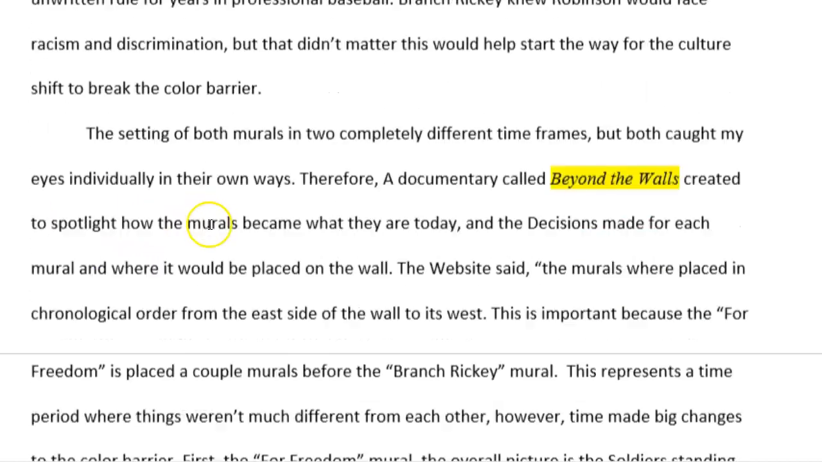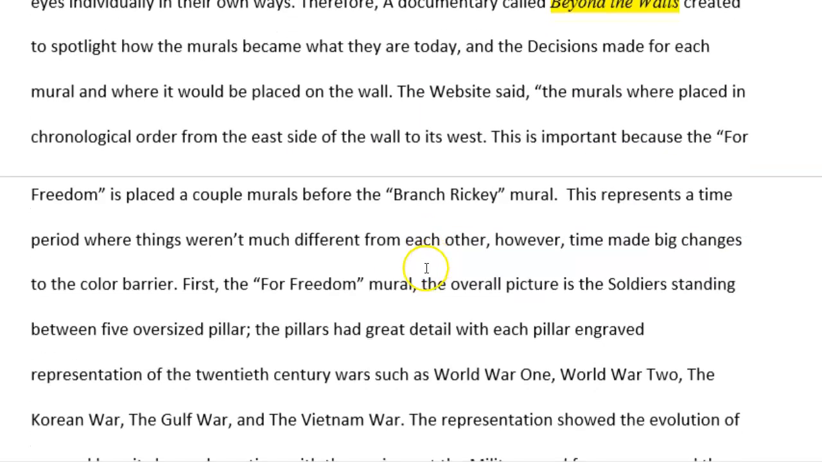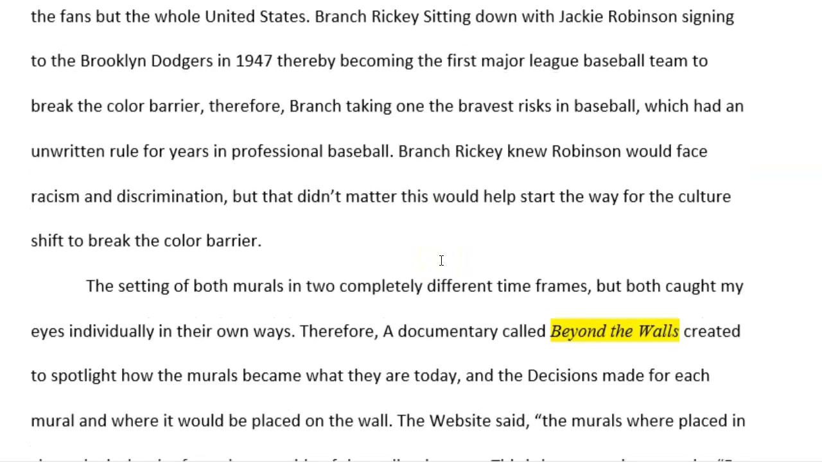With the Branch Rickey paragraph, or right now with what you have as the Branch Rickey paragraph, it seems like you're writing about action, but you're not really talking about the murals. You're just talking about Branch Rickey's life, and the essay is about the murals. For the For Freedom mural, you do a better job of talking about things that are happening within the mural. But when it comes to the Branch Rickey mural, you're not really talking about that. You're talking about Branch Rickey's life. And remember, the assignment's about the mural. So there's something that needs to get figured out there.